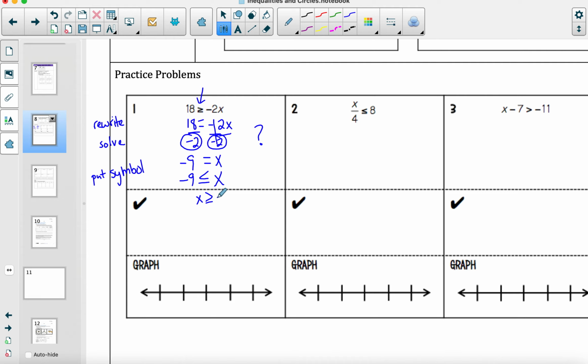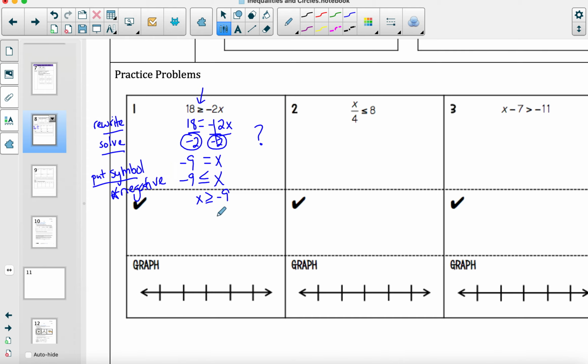So all I'm doing is just rewriting this. Excuse me. So it was reading negative 9 is less than or equal to x. And all I did was say x is greater than or equal to negative 9. That's the same inequality, it's just flipped around. So I rewrote it as an equation, I solved my equation, I put the symbol back in, paying attention to that negative sign when I multiply or divide.